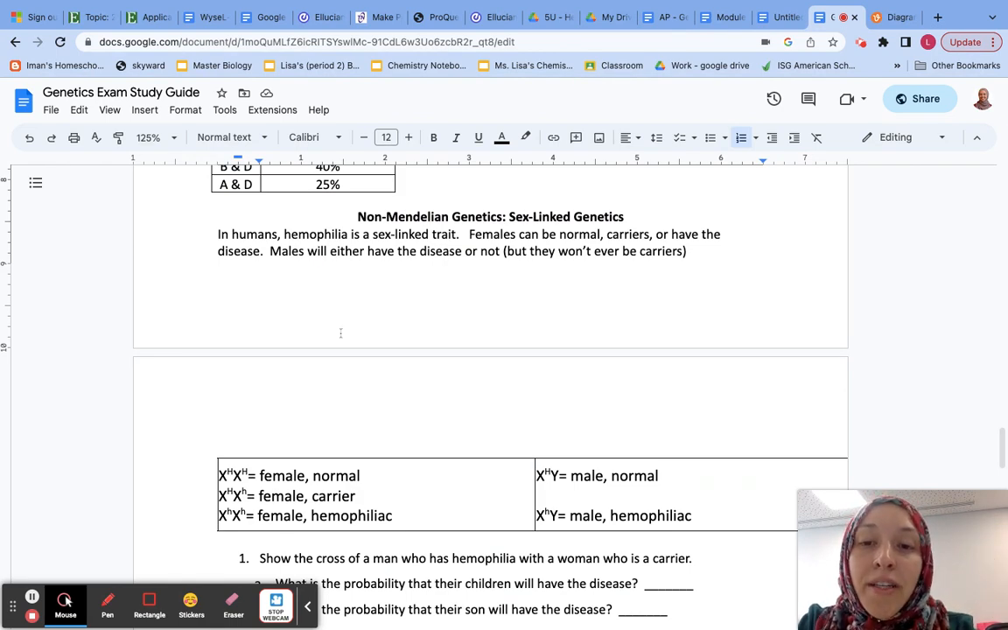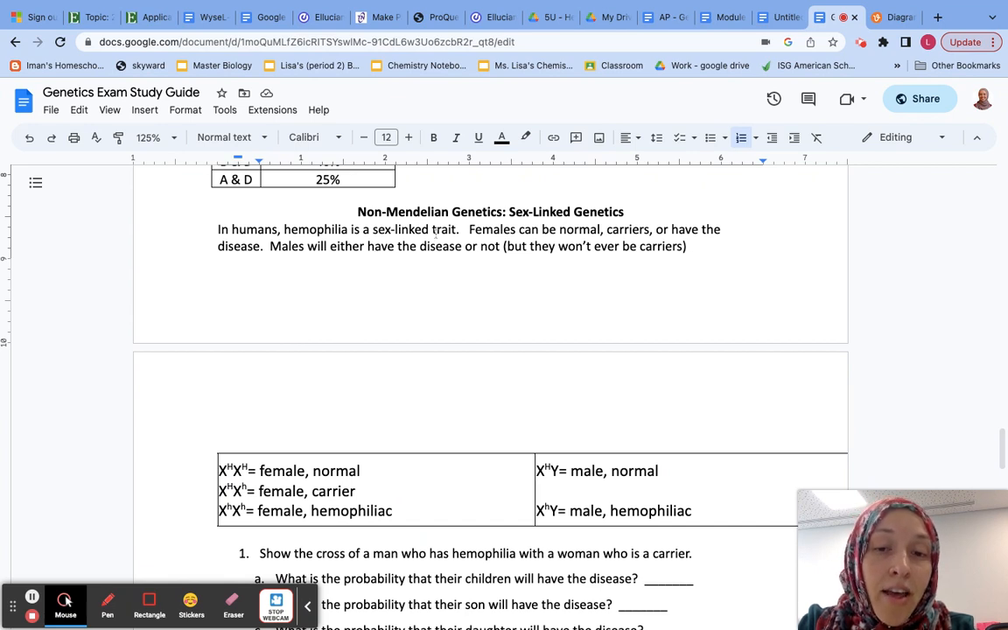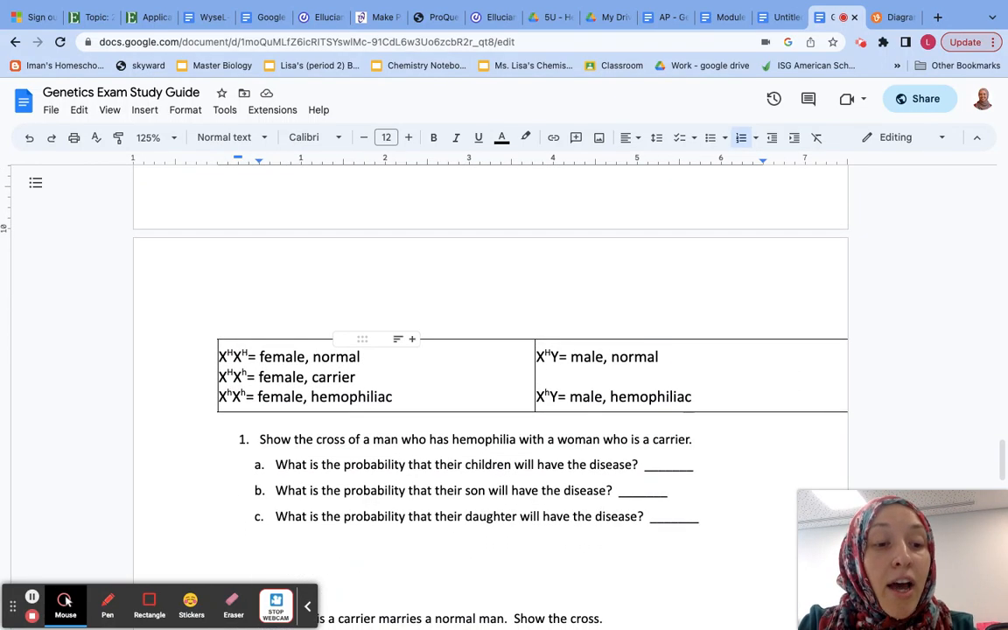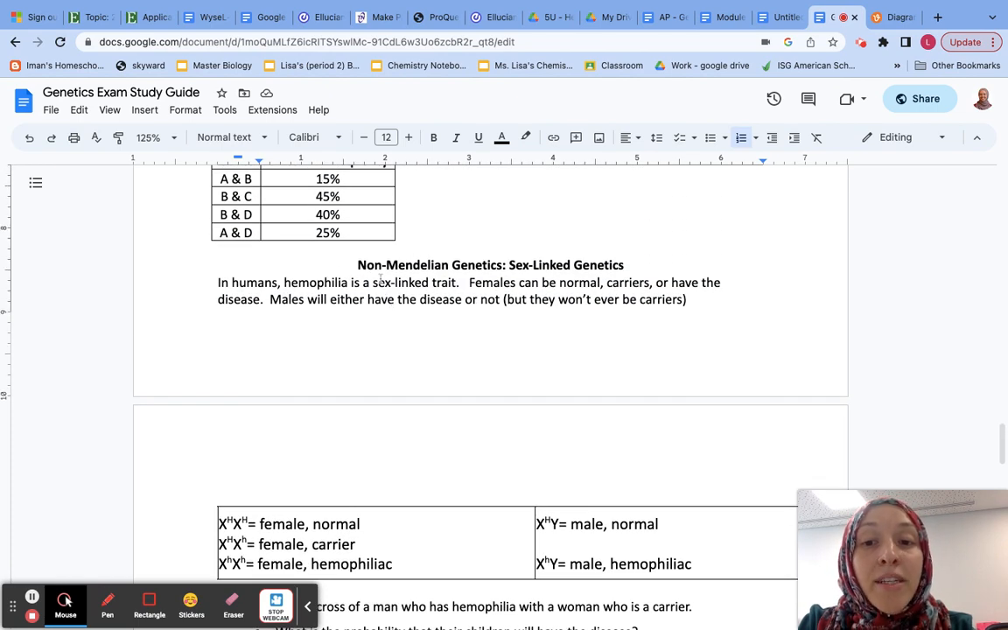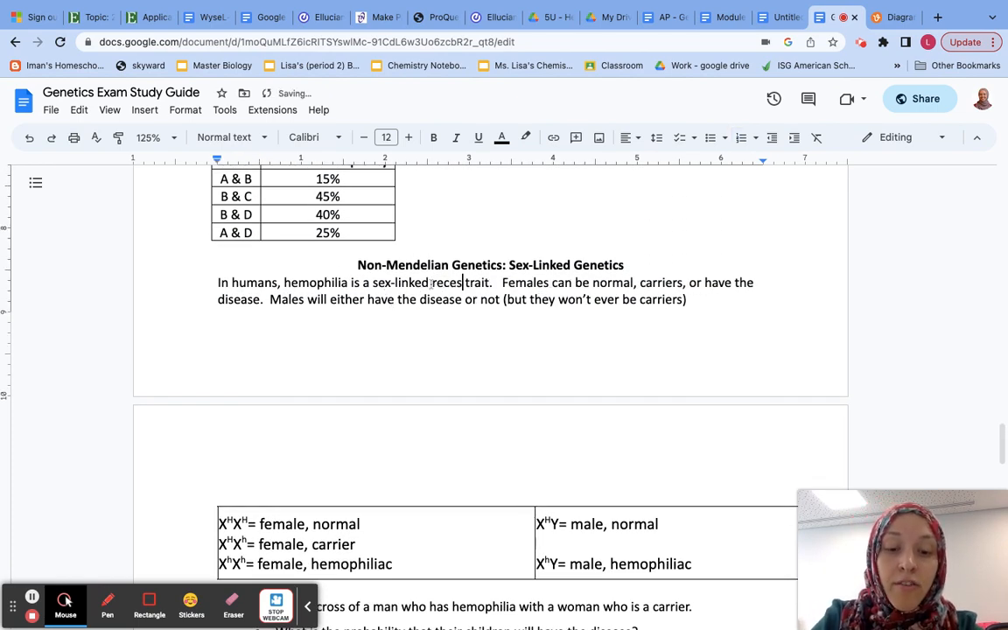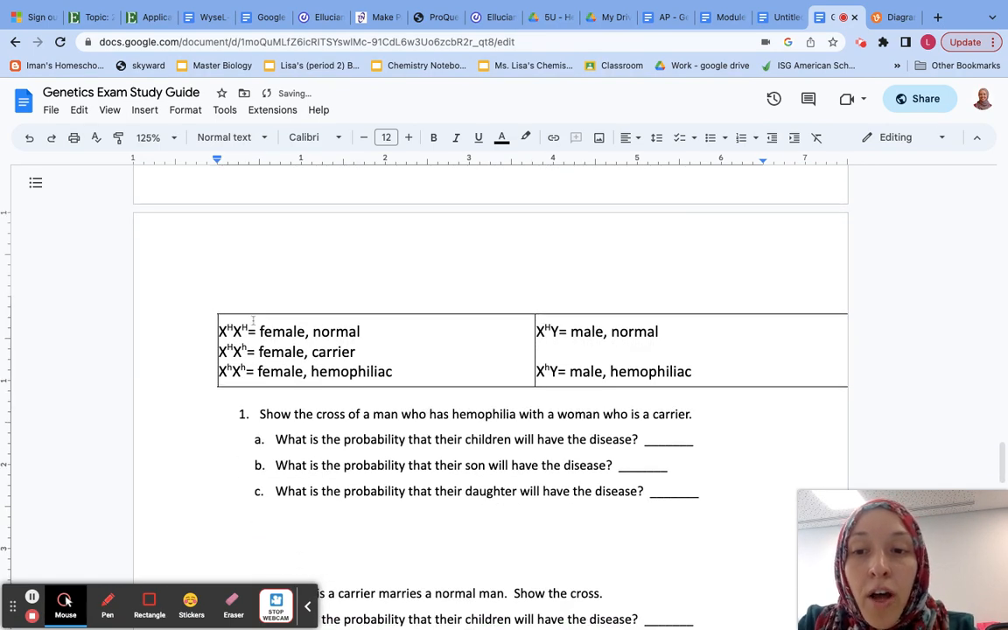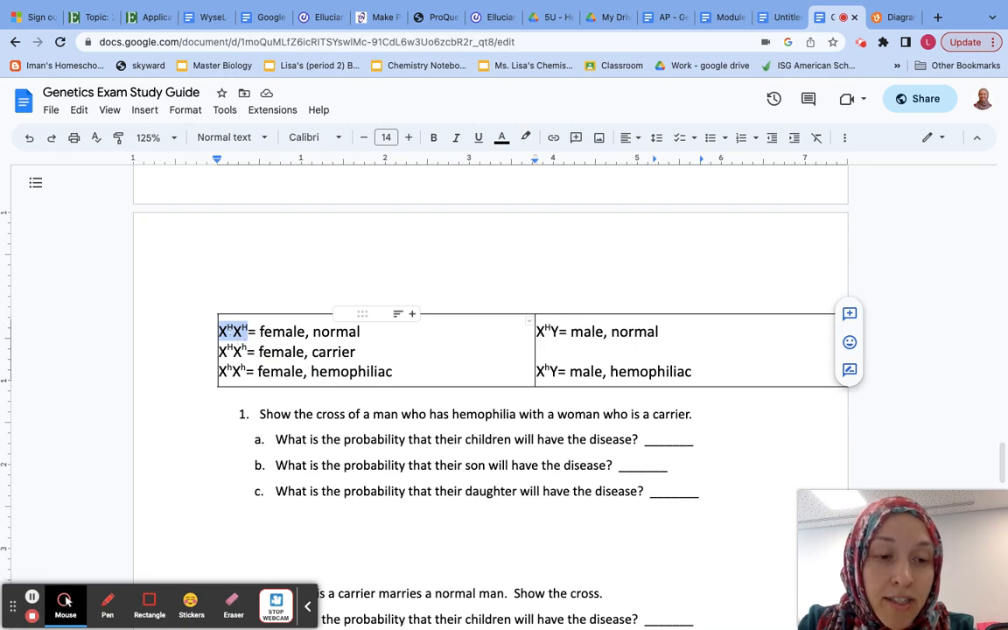So in humans, hemophilia is a sex-linked trait. That means it's going to be on the X chromosome or Y chromosome, but this one is on the X. Females can be normal carriers or have the disease, but males will either have the disease or not. Hemophilia is a sex-linked recessive trait. A normal female with two X's has two alleles that are healthy, normal, the dominant allele, which is healthy, because we said that it's recessive.